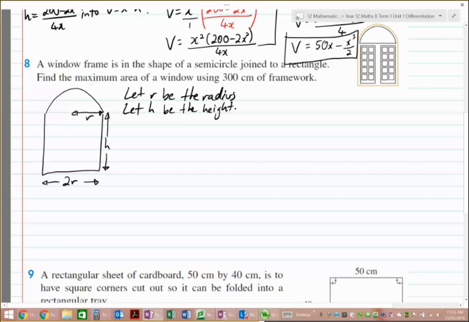And reading the question, what am I trying to maximise? Trying to maximise the area. I need to find a formula for the area. Okay, area of this thing is area of a rectangle plus the area of a semicircle. The area of this rectangle is 2RH, just multiplying these two together, plus the area of a semicircle. The area of a circle is pi r squared. I need to divide that by 2 to make it into an area of a semicircle.